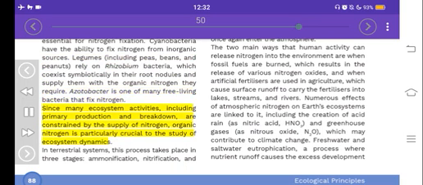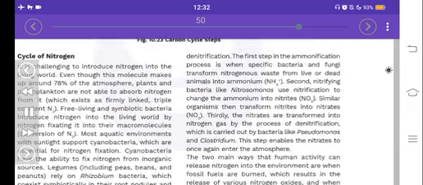Many ecosystem activities, including primary production and breakdown, are constrained by the supply of nitrogen. Organic nitrogen is particularly crucial to the study of ecosystem dynamics. In terrestrial systems, this process takes place in 3 stages: ammonification, nitrification, and denitrification.